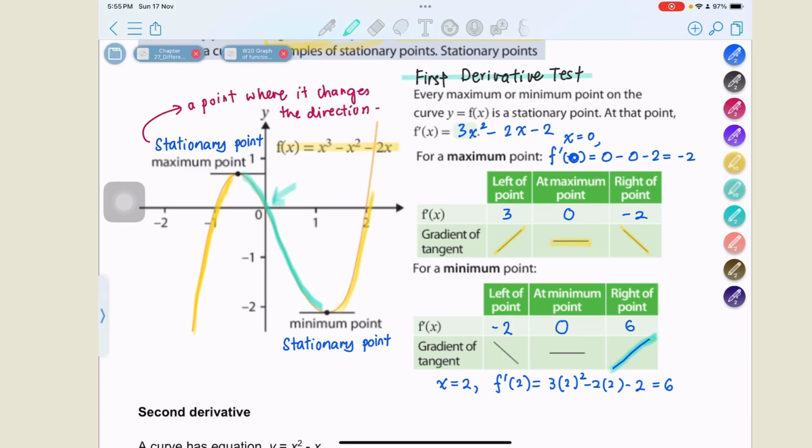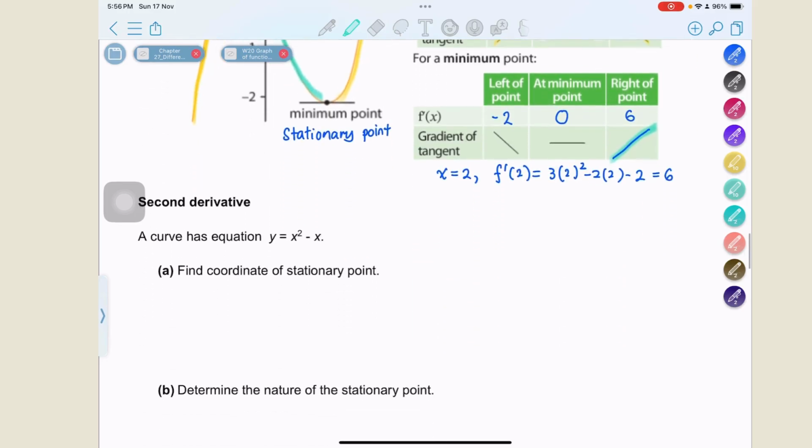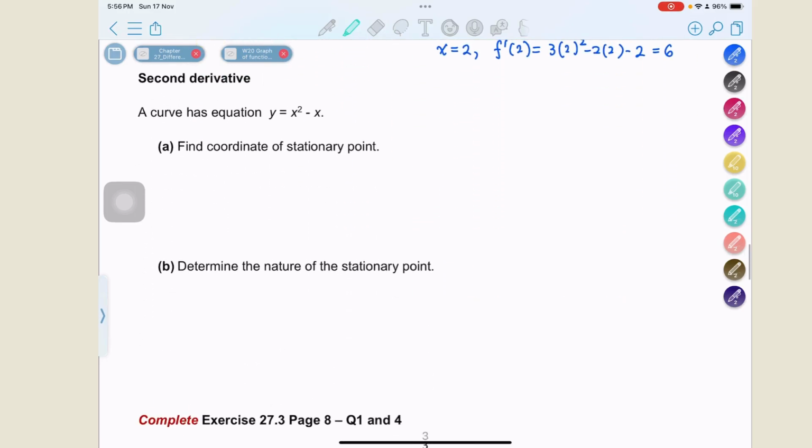That is called the first derivative test to determine the maximum and minimum point of the curve. Coming to the stationary point, whether it is a maximum or minimum, we actually have 2 methods to determine it. First of all, we call it the first derivative test. But the second one I'm going to introduce is called the second derivative. Okay, what is the second derivative?